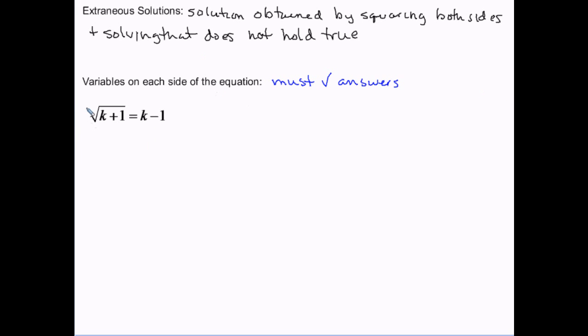Okay, so I'm going to square both sides of this to get rid of the square root. And I'm going to get k plus 1 is equal to k squared minus 2k plus 1. You can get that by FOILing.